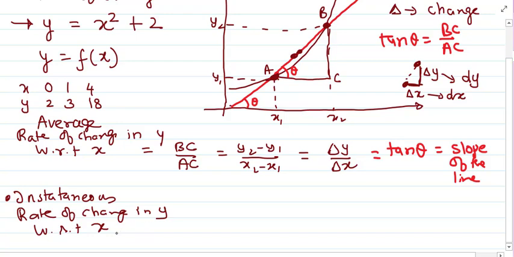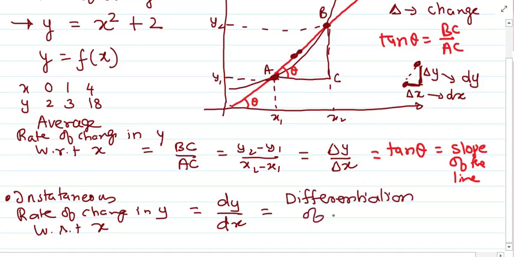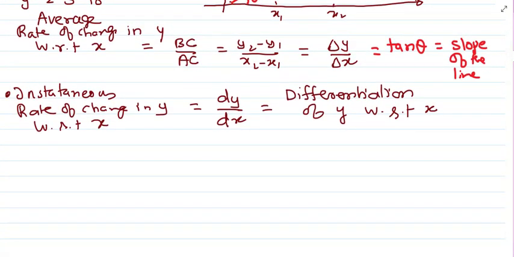So this instantaneous rate of change in y with respect to x is dy by dx. This instantaneous rate of change is nothing but differentiation of y with respect to x. So when we find dy by dx for any relationship between y and x, basically we are finding the instantaneous rate of change, and that is basically differentiation.